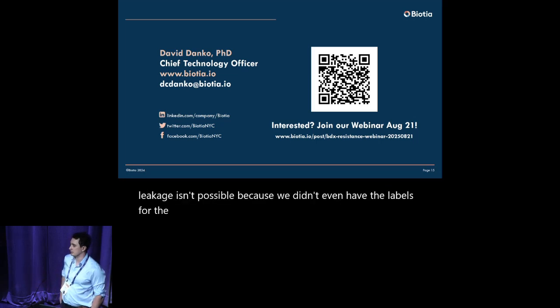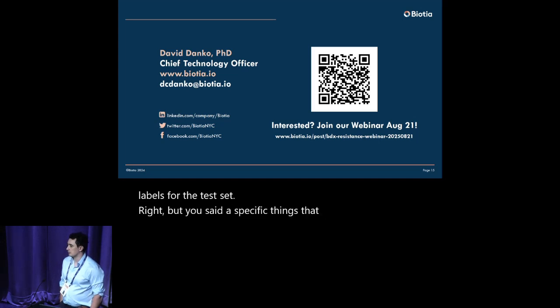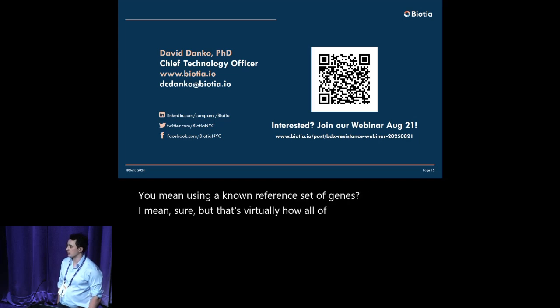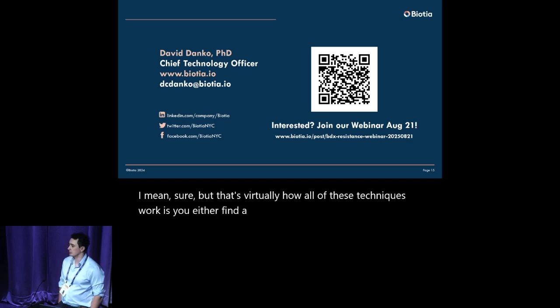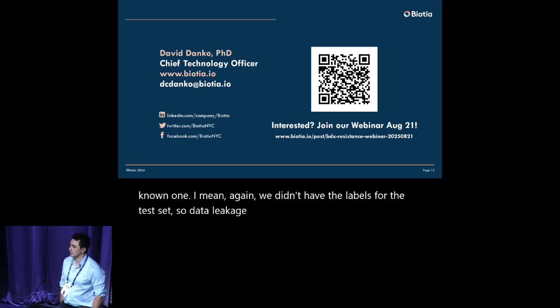Right, but you select specific genes that you know all your samples will have. They might not be present in a test set if you have only that in a proportion. You mean using a known reference set of genes? Yeah. Sure, but that's virtually how all of these techniques work: you either find a reference set de novo or you use a known one. Again, we didn't have the labels for the test set, so data leakage isn't really possible here.